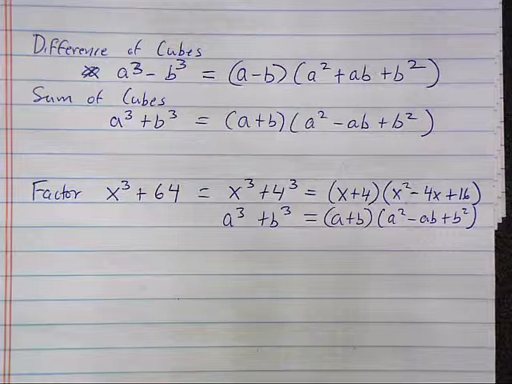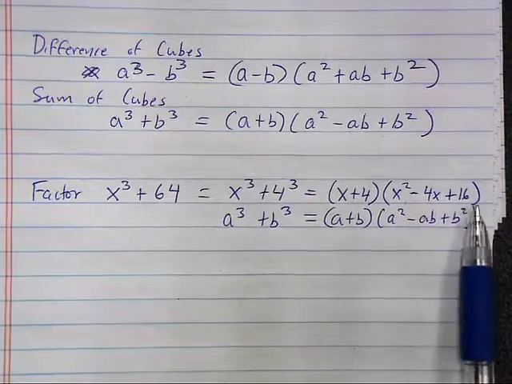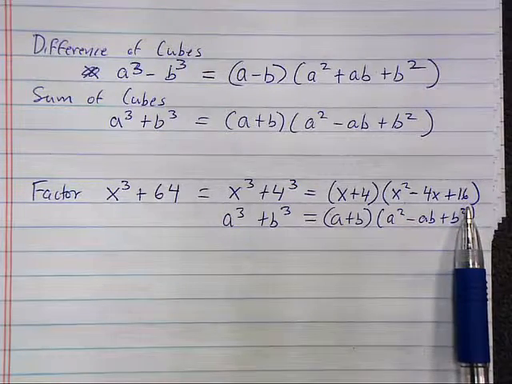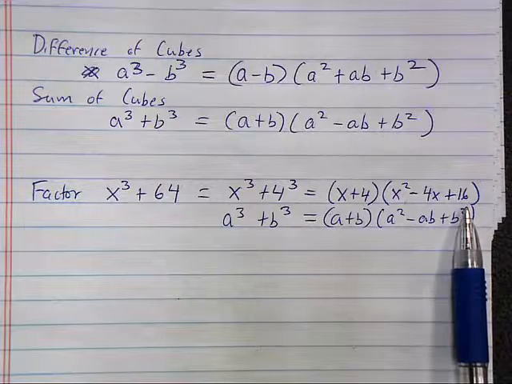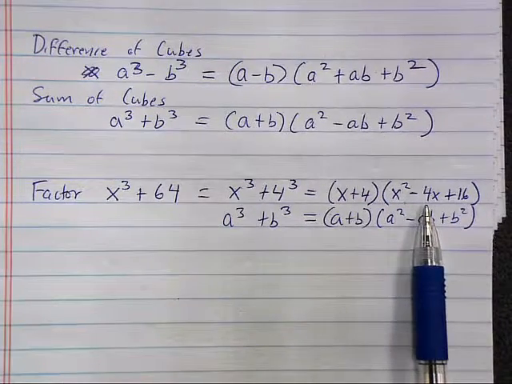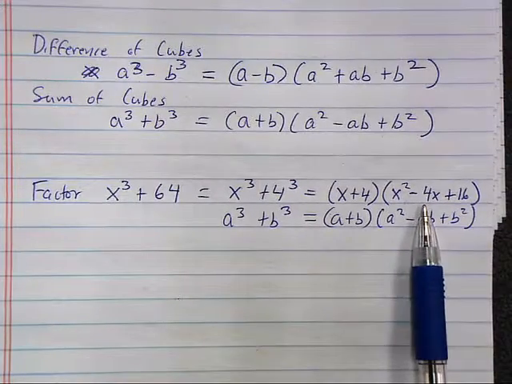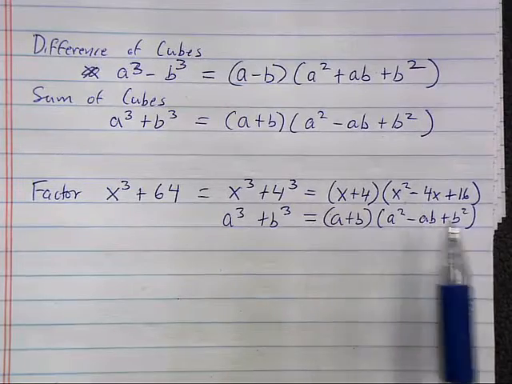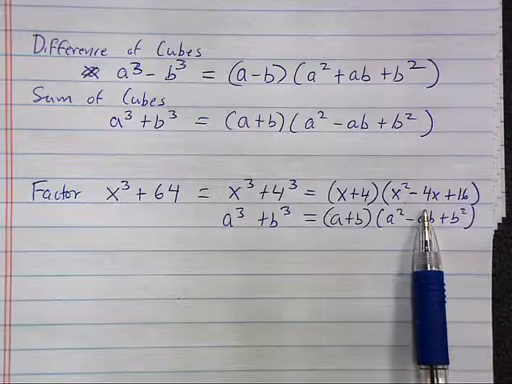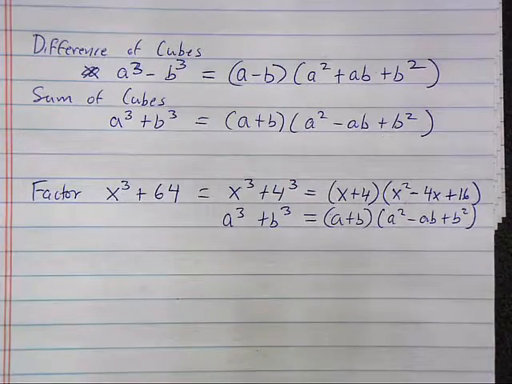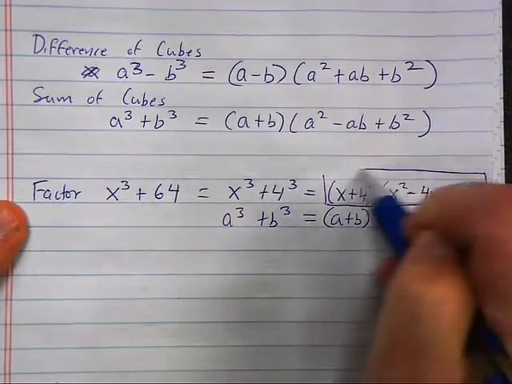Guess and check. It would have to be x and x on the front. How can I get 16 on the other end? Well, I could use 1 and 16. Can I get a 4 out of a 1 and 16? No. I could use 2 and 8. Can I get a negative 4 out of a 2 and 8? No. I could use 4 and 4. Can I get a negative 4 out of a 4 and 4? No. So that piece is prime. So we've done the best we can do. That trinomial on the end doesn't factor.